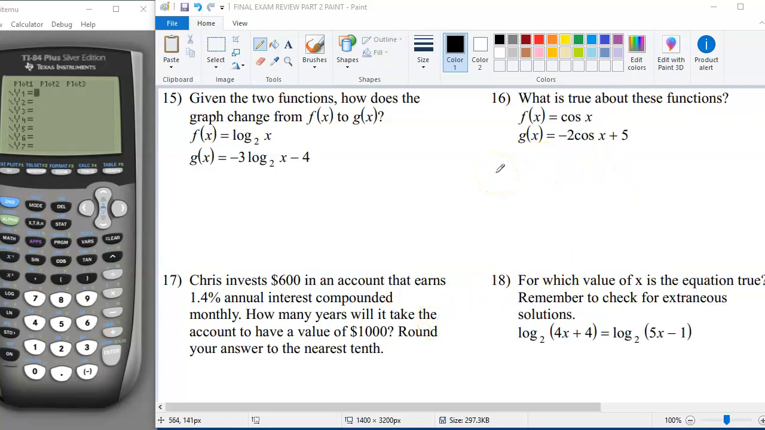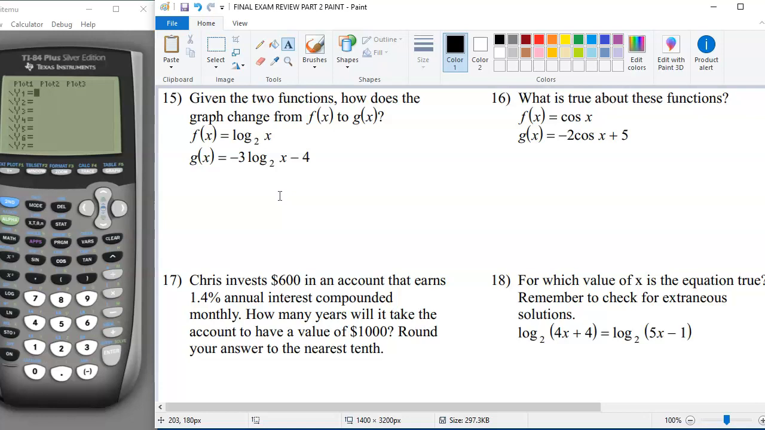Hey everybody, today we're working on part 2 of the final exam review, so we're going to jump right in. My goal is to get through about question number 26, but we're going to find out just how far we can make it. All right, so we're going to start with number 15.